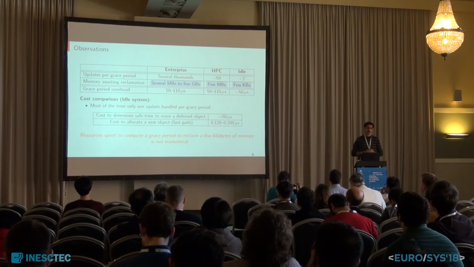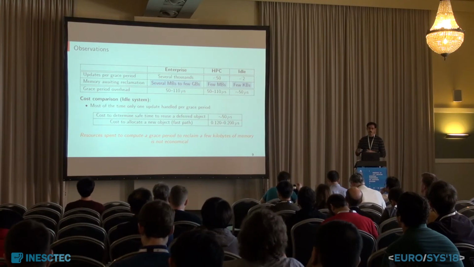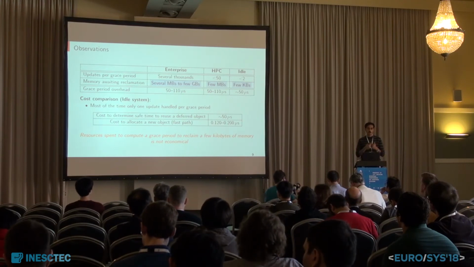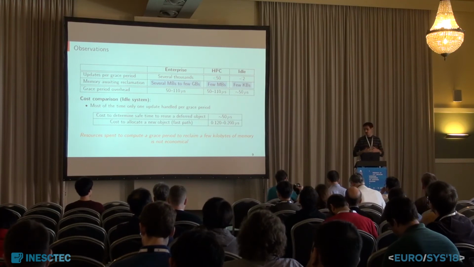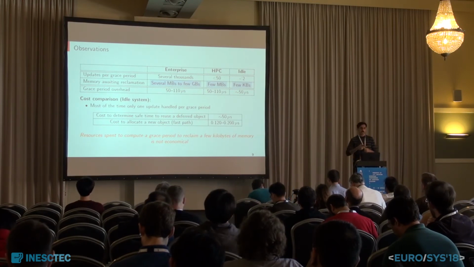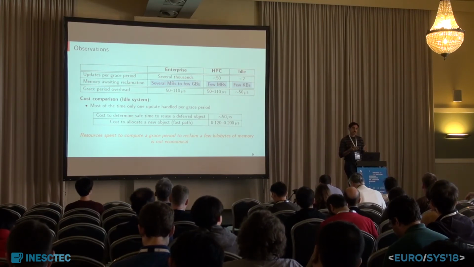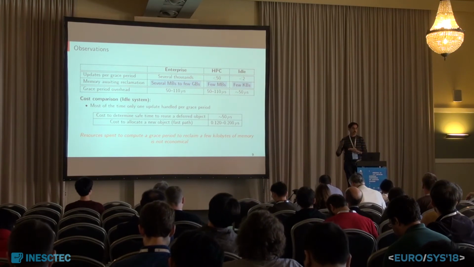If you do the cost comparison, taking the idle system as an example, in an idle system we have observed that in most cases, only one update operation is available in a grace period. So that means we are spending around 50 microseconds to determine the safe time to reclaim a deferred object. So assume we have an object of 32 bytes, and you spend 50 microseconds to determine whether that object is eligible for reuse or not.